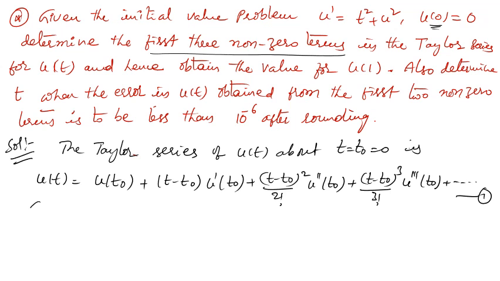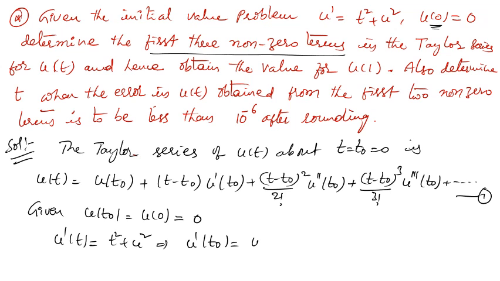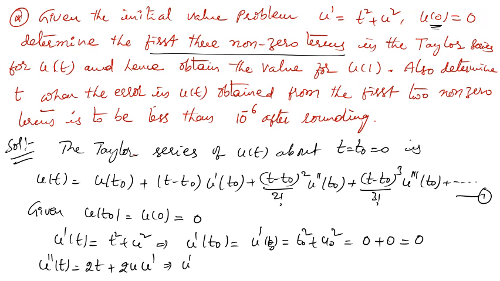Now one by one, what is the given u of t naught? U of 0 is given as 0. Next, u dash t is t square plus u square. So u dash of t naught is t naught square plus u naught square. T naught square is 0, u naught is also 0, so this value is also 0. Next, u double dash t. Differentiate this: 2t plus 2u u dash. So u double dash t naught is 2t naught plus 2 u naught u dash naught. T naught is 0 and u naught is also 0, so this is also 0.